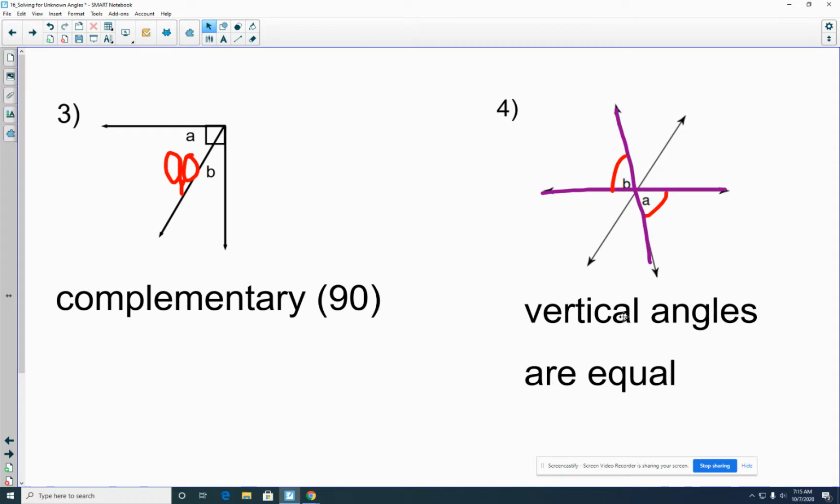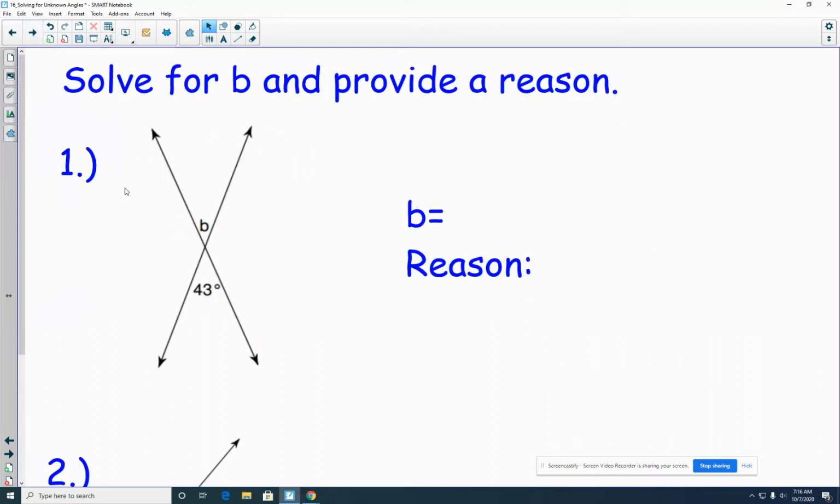And this is basically what we're going to do throughout this lesson. We're going to take a look at a diagram. We're going to decide what's their relationship, how can we write an equation, and how can we then go ahead and solve for a missing angle or an unknown angle. So let's take a look at number one. We're going to solve for B and provide a reason.